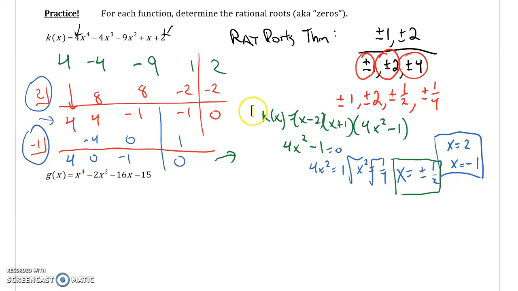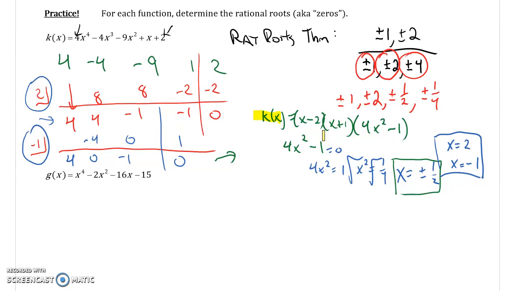So if you'll notice here, this shows how I factored k of x into x minus 2 times x plus 1 times 4x squared minus 1. Clearly, my zeros are x equals 2 and x equals negative 1. And then I can solve for when is 4x squared minus 1 equal to 0, take square roots, x is equal to plus or minus 1 half. So sure enough, there are my 4 roots for k of x.